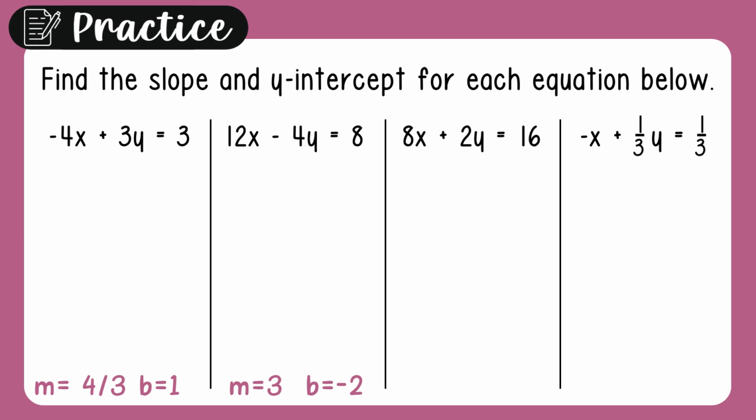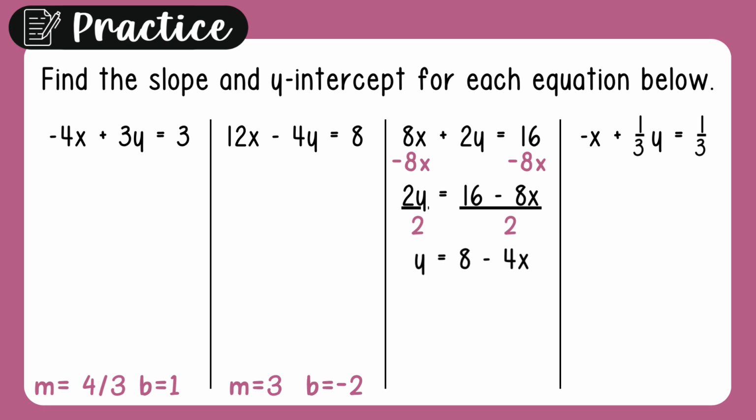Okay, for the third example, we'll subtract the entire x term, so we'll subtract 8x from both sides like usual, and we'll get 2y is equal to 16 minus 8x. We'll divide everything by 2, giving us y equals 8 minus 4x. We'll switch the order around so we can clearly see that m is negative 4 and b is 8. Okay, let's do the last one.